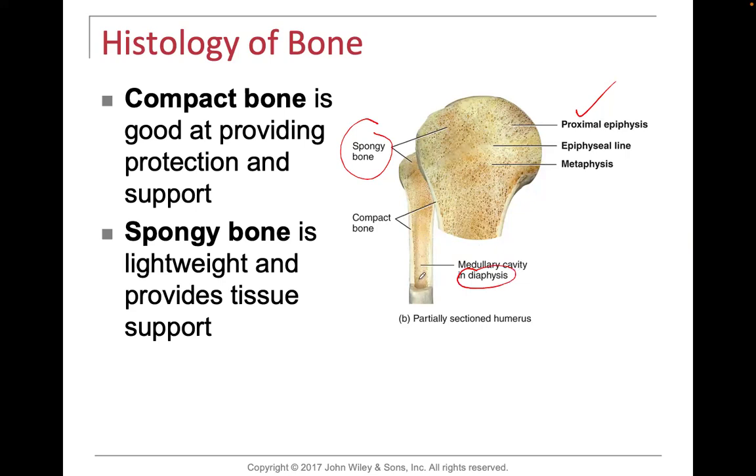In the center, where that lumen is, that is the medullary cavity. So compact bone is good at providing protection and support, and spongy bone is much more lightweight, and it provides some tissue support.